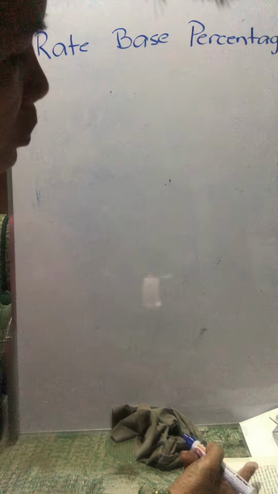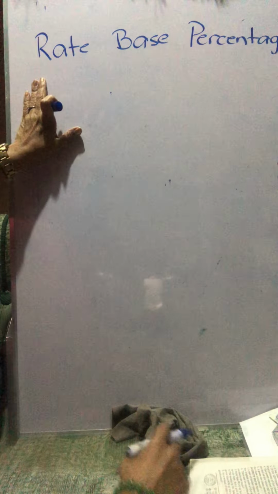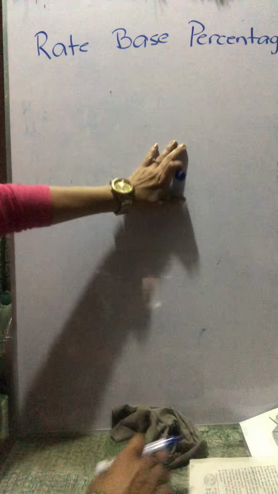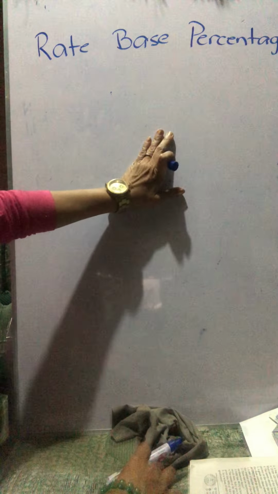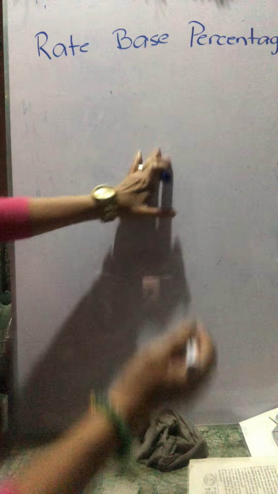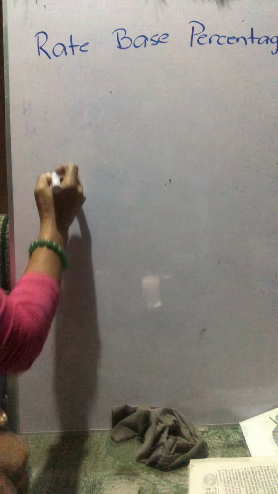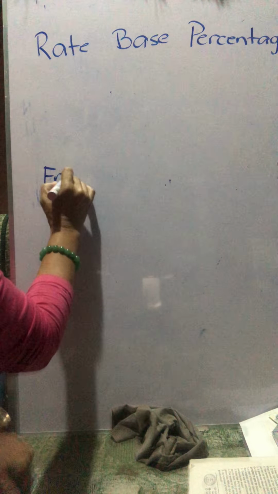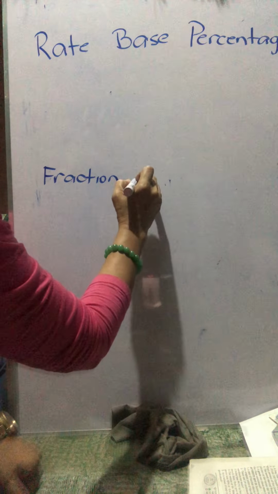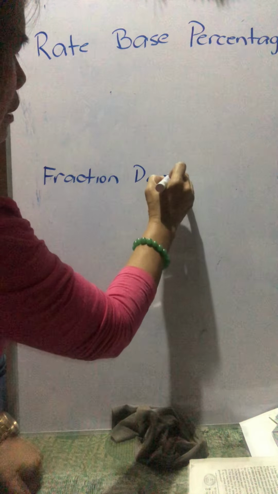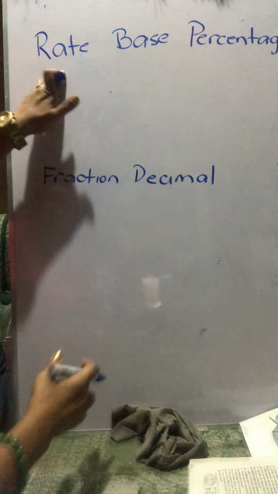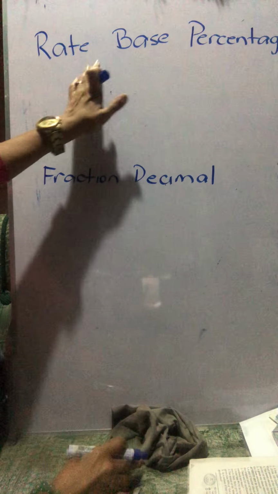For us to be able to get the rate, the base, as well as the percentage, the first thing that we should know is how to convert. Let me repeat this. Let's say we have a fraction form here, and then here would be the decimal form. That way you will have an idea on how to work on this.